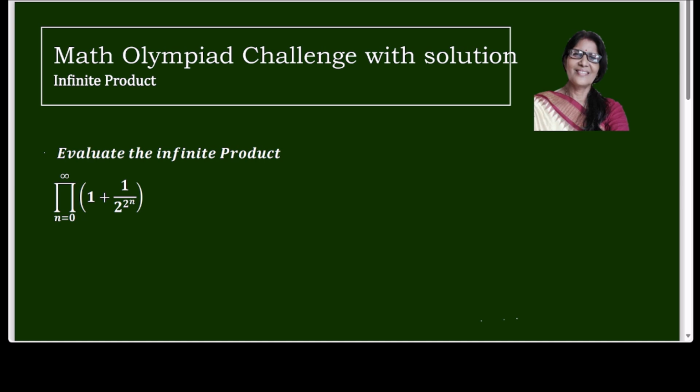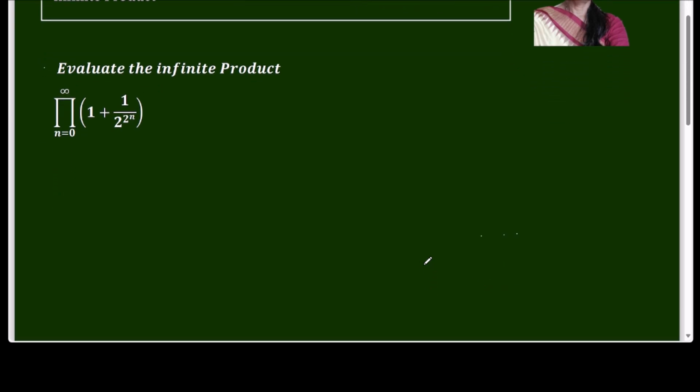Please keep on doing. Today one Math Olympiad challenge based on infinite product. Evaluate the infinite product n equals 0 to infinity of 1 plus 1 over 2 raised to the power 2 raised to the power n. So this is a small question but a tricky question.